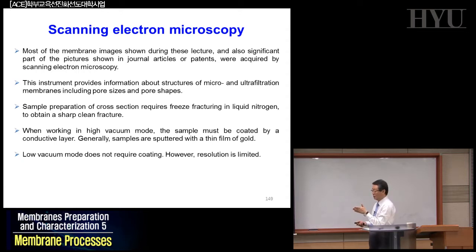You need to fracture your samples at a very low temperature, because if you cut the membrane sample, then your fracture will show the plane of the knife. So the fracture should be made at a very low temperature, such as in liquid nitrogen, and should be very sharp.